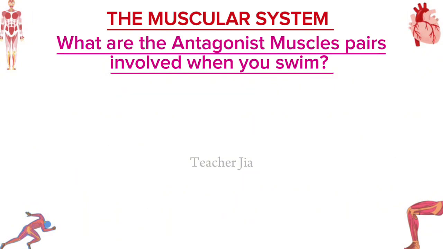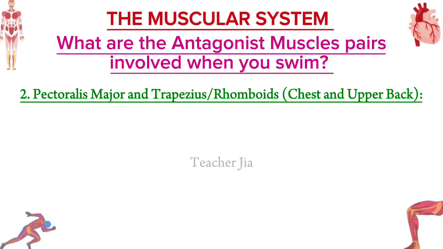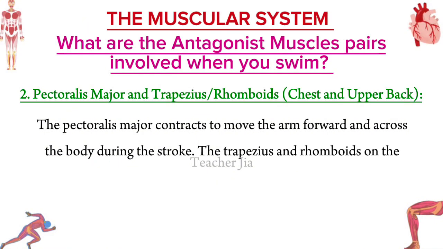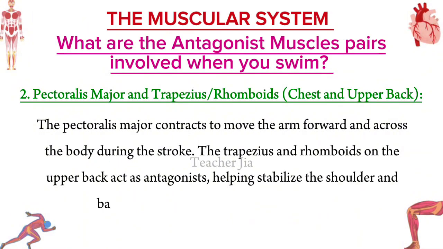The second one, Pectoralis major and Trapezius or Rhomboids, which work on the chest and upper back. The pectoralis major contracts to move the arm forward and across the body during the stroke. The trapezius and rhomboids on the upper back act as antagonists, helping stabilize the shoulder and balance the forward pull of the chest muscles.